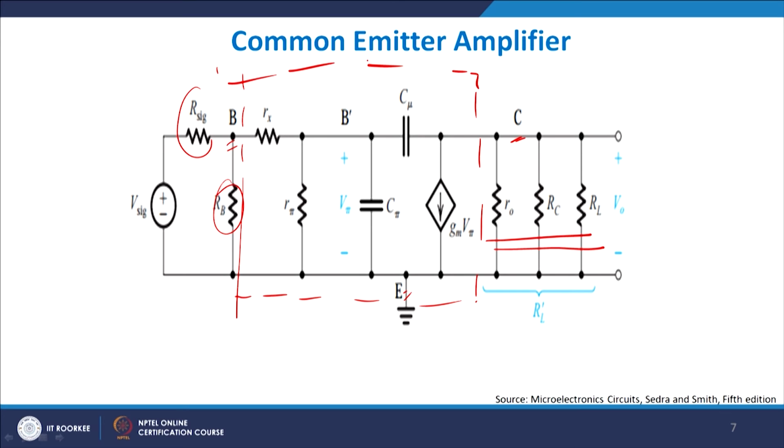So this is your actual device, where this is the base terminal, the emitter terminal and the collector terminal, and we have got two capacitances here, C pi and C mu. These are basically the depletion capacitances between base and emitter, and base and collector. So, emitter base is C pi and base collector is C mu, and gm times V pi is basically the amount of current flowing through the BJT.